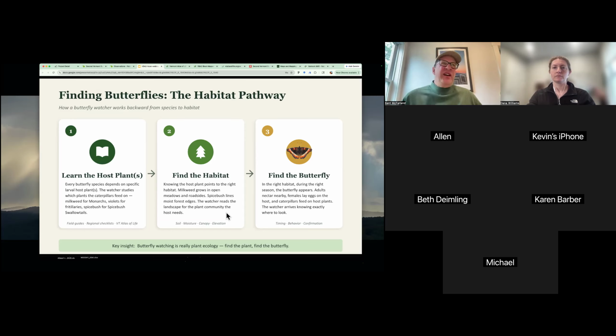And so you might find out, okay, spicebush. Hey, it likes moist forest edges. It's only going to be found in southern Vermont. So, wow, my block is in northern Vermont. I'm not going to find a spicebush swallowtail unless it's just an aberrant flyer.